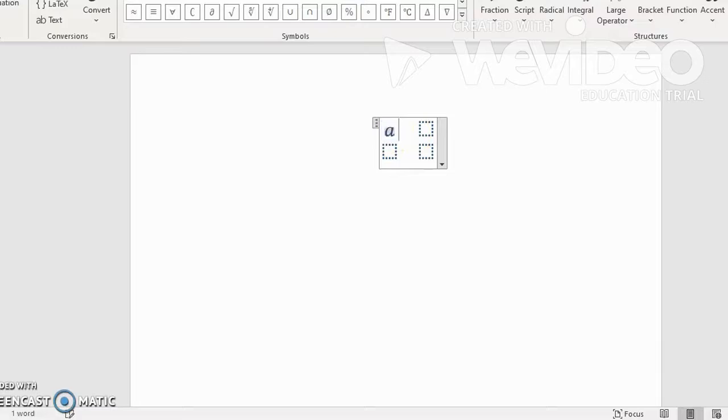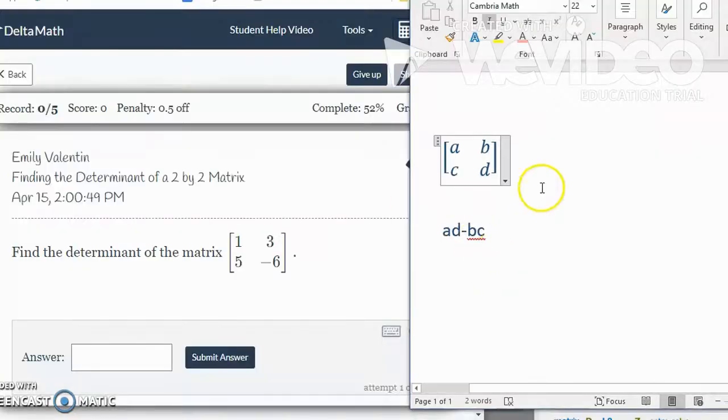So we're going to call this A, B, C, and D. And the determinant is found in AD, A times D. All right, so here's our formula for the determinant. For the matrix, we're taking AD minus BC. So we're taking these two, top left and bottom right, and multiplying them together.